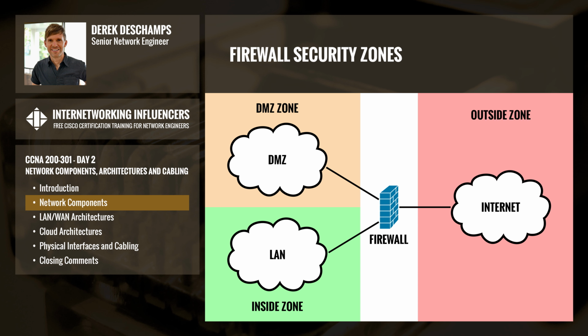A third zone, called the demilitarized zone or DMZ, is often added to provide a place for servers that need to be accessed from the internet. For example, web servers, external mail servers, and external DNS servers are often placed in this zone. Security policies can then be applied to allow systems on the internet to access the DMZ servers without exposing the inside zone or local area network.